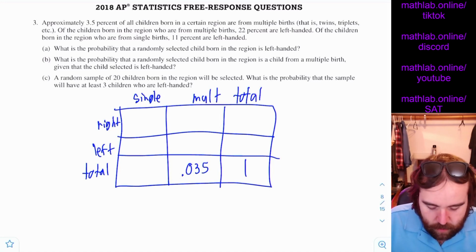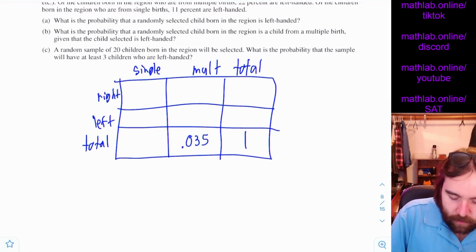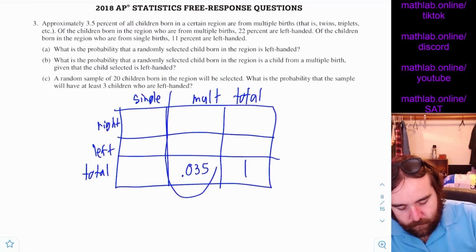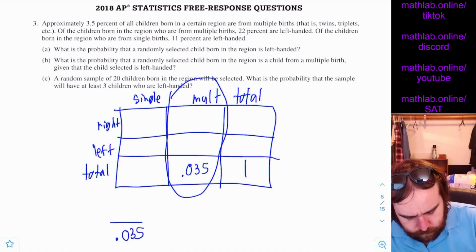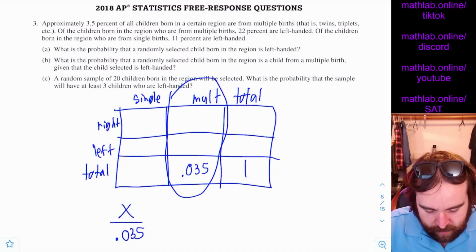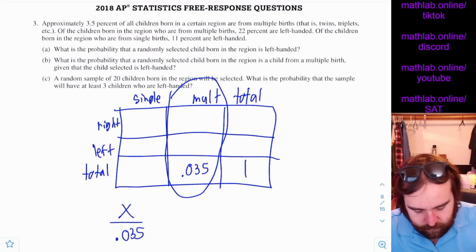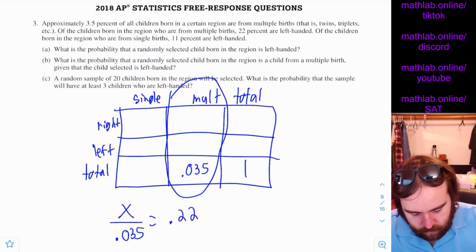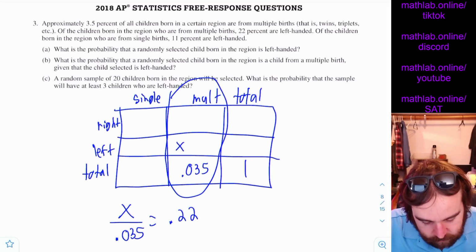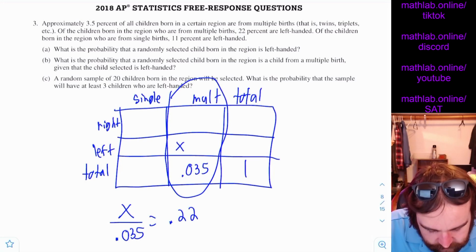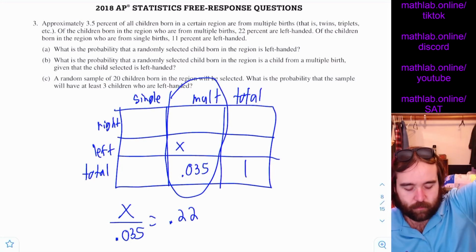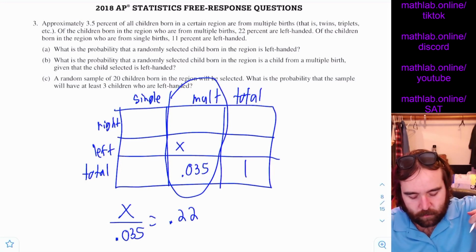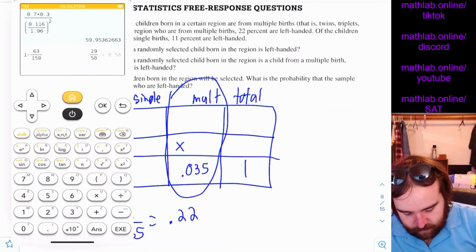22% are left-handed. Oh no, because we know how many are in multiple births. So this is saying, out of this 0.035, there's some amount that is left-handed, and that gets us 22%. This is X, our X left-handed multiple births. So we're taking multiple-birth left-handers out of the total multiple births, which is 22%. Now we just have to solve.